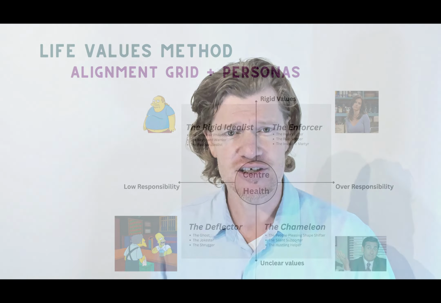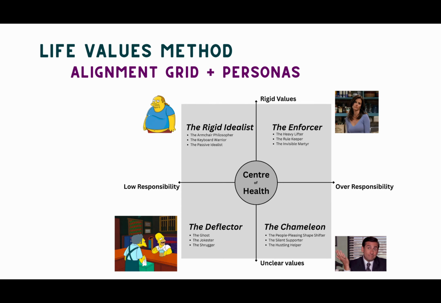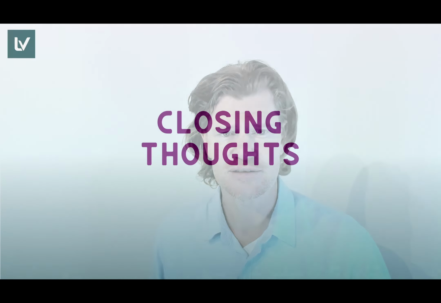And to deepen insight, you'll find fictional characters from popular TV shows in the personas section. Now, this shows how they map onto the grid and how they might shift between quadrants. So these familiar examples really help normalize the patterns and spark meaningful reflection for your clients.